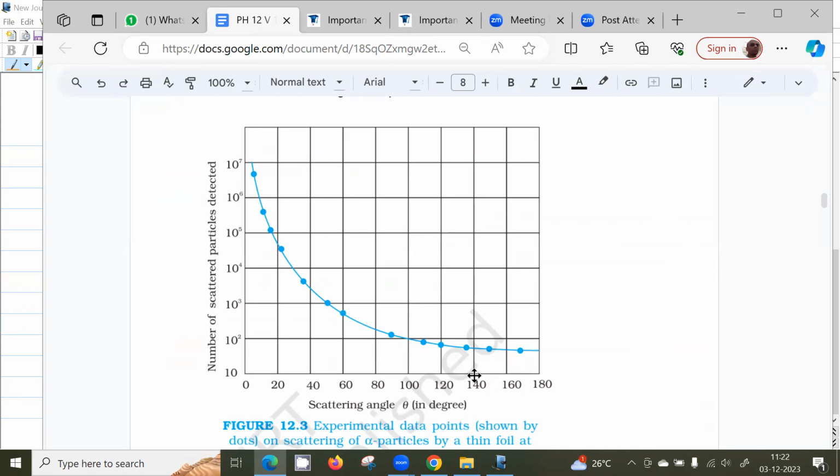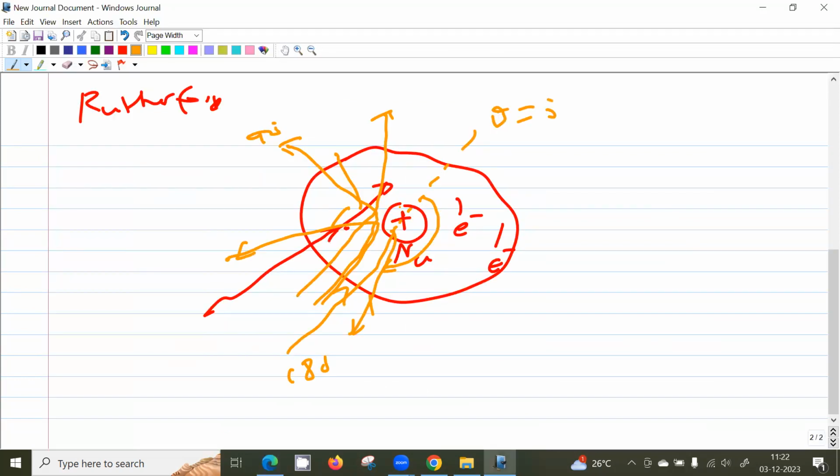This experimental fact can be explained only if I assume the atom model like this, where the positive charges are concentrated in a small region in the middle, and the remaining parts are empty or few electrons are there. Okay, so this is Rutherford's model.